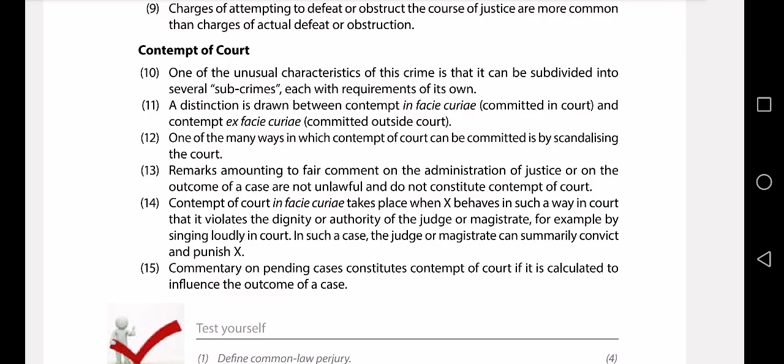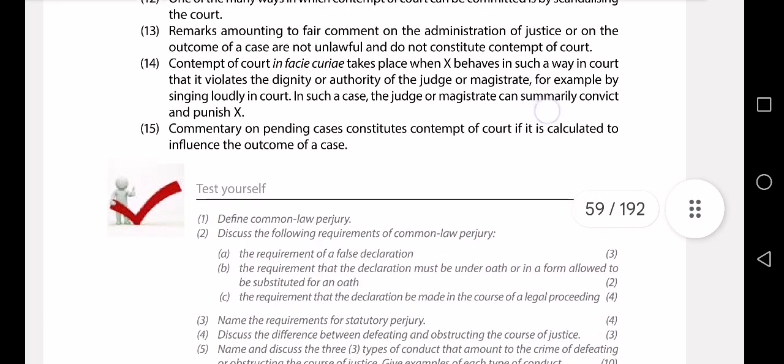Contempt of court in facie curiae takes place when X behaves in such a way in court that violates the integrity and the authority of the judge or magistrate, for example, by singing loudly in court. In such a case, the judge or magistrate can summarily convict and punish X. Commentary on pending cases constitutes contempt of court if it is calculated to influence the outcome of the case.